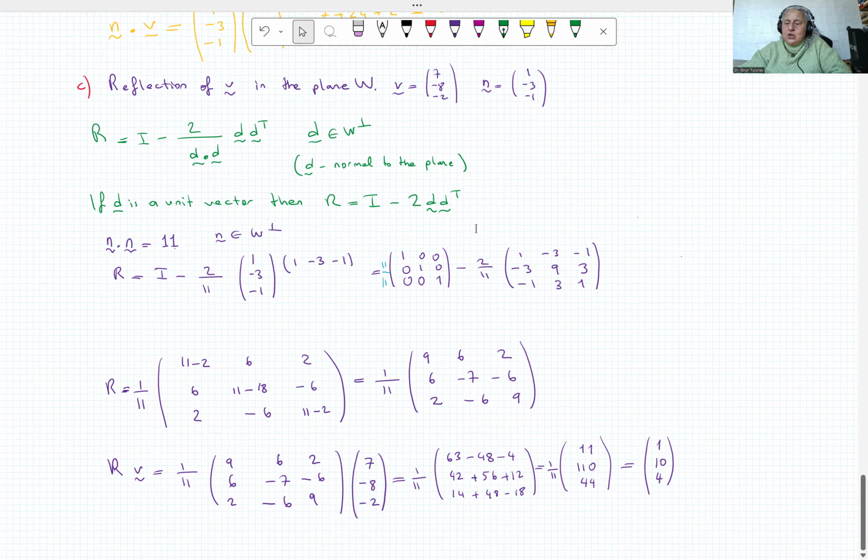It was easier to use this reflection formula R in this question rather than to go through the other way around, because D is already given to you. D is in W complement, and W complement has only one basis element. So it was a lot easier to use this one. It's quicker. So it's advisable to use, especially when you're doing your assessment and you are facing time issues.